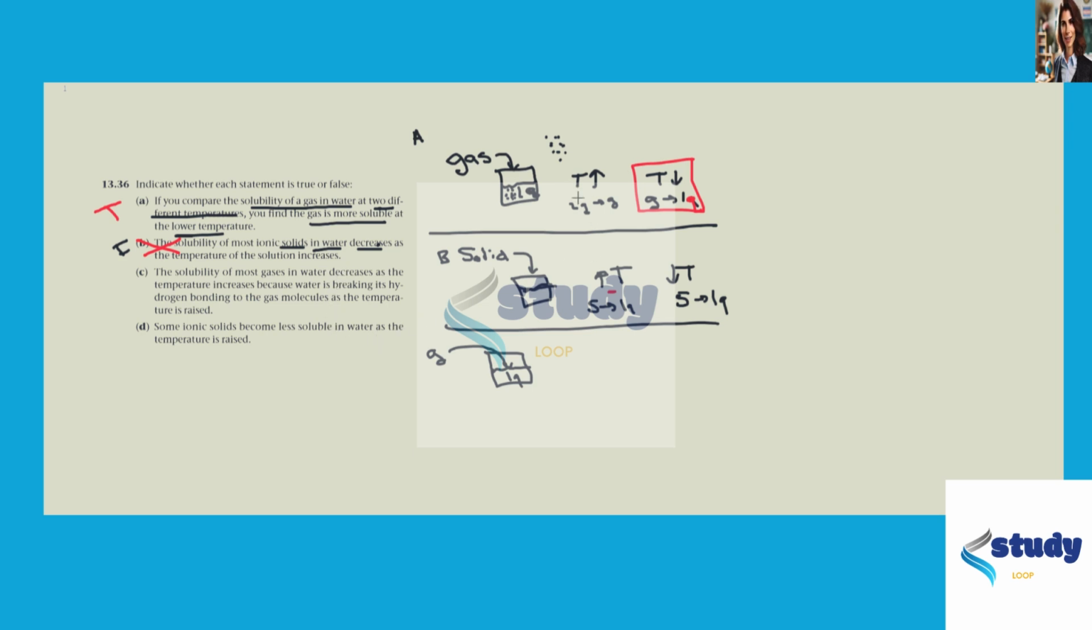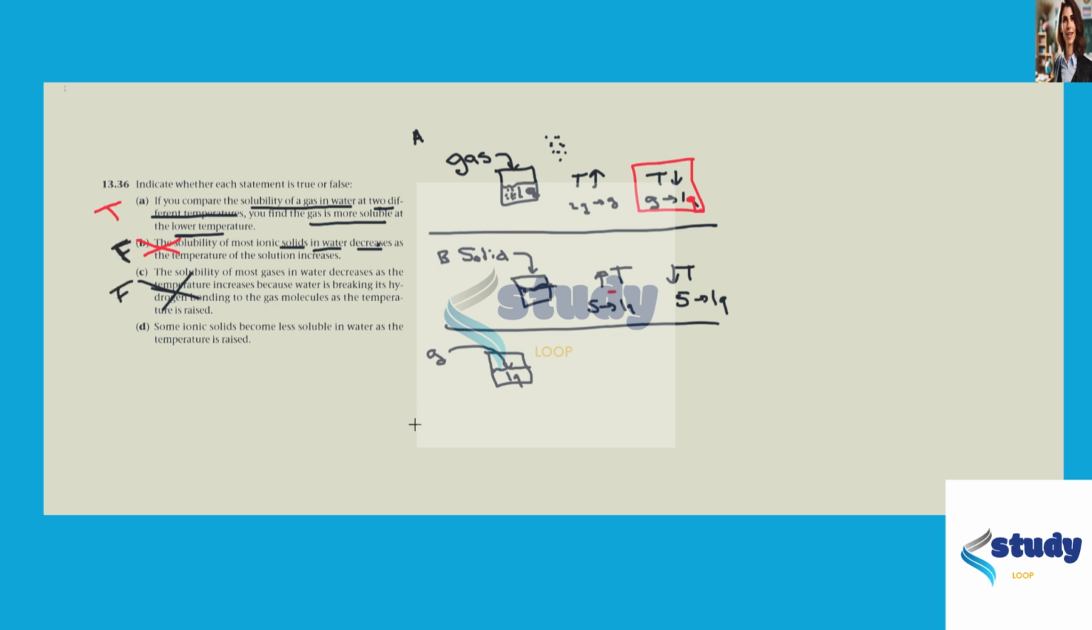So let's think about that. We have the temperature decreasing, and we found that solubility went up. This says solubility goes down, so that is absolutely not true. It doesn't matter what reason they try to give us, it is false all the way through and through.